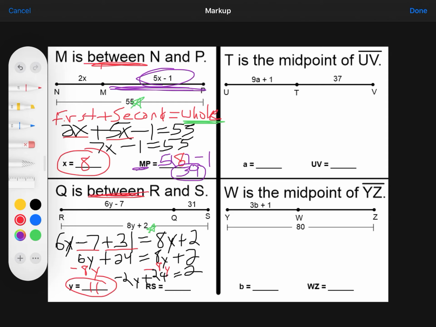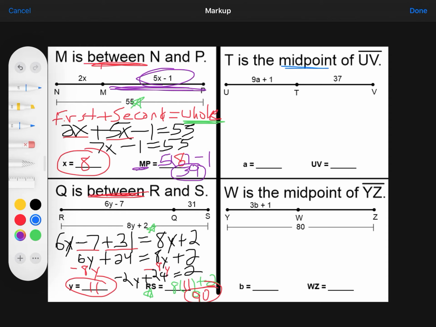Then it's asking to plug it back in, and it's asking to plug it back into RS, the whole thing. 8 times your answer to y plus 2. 8 times 11 plus 2, which works out to 90. Yep. And those numbers add up and work if you plug them back in and double check them. Now the problem on the right.